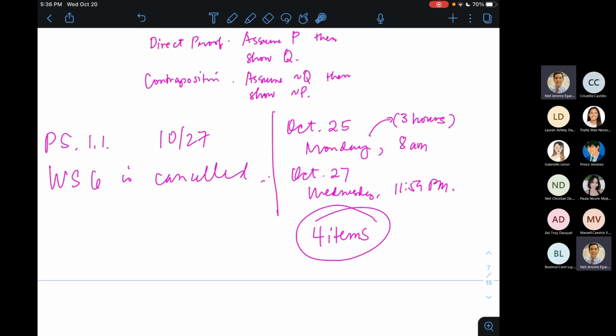So, kaya yung 3 hours nyo sa Monday na lab, ika-cancel ko na lang yung worksheet 6. So, hindi nyo na kailangang isubmit si worksheet 6 para makapag-focus kayo sa Monday during your lab classes dun sa paggagawa ng problem set 1, the rest of the items in the problem set. So, you will have 3 hours on the lab on Monday. So, I expect you to be able to finish around 3 problems.